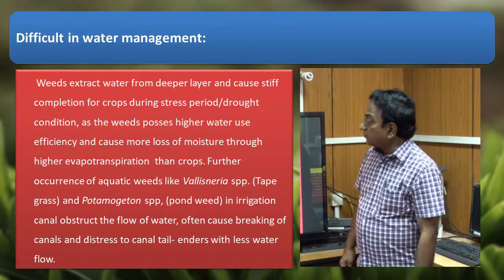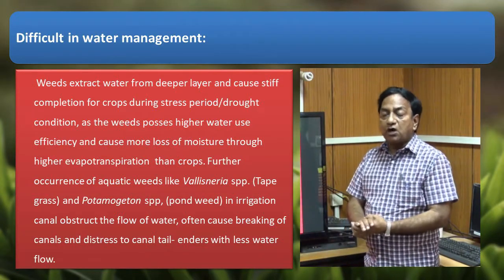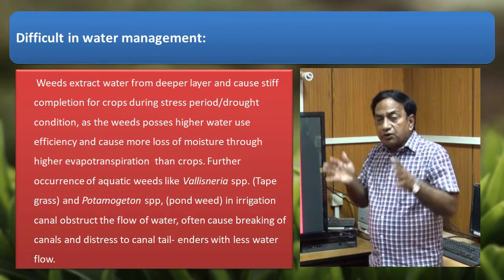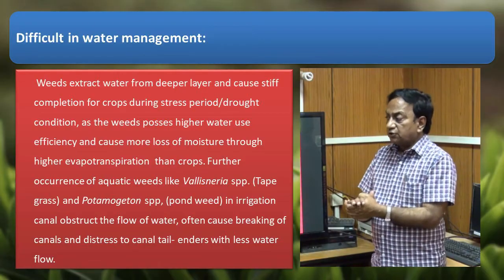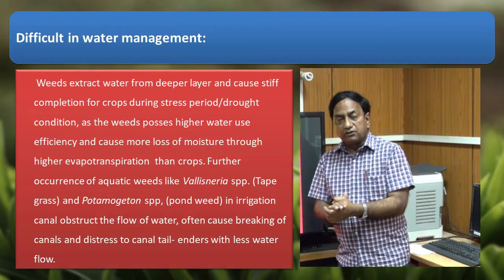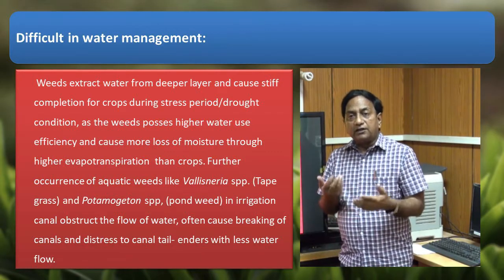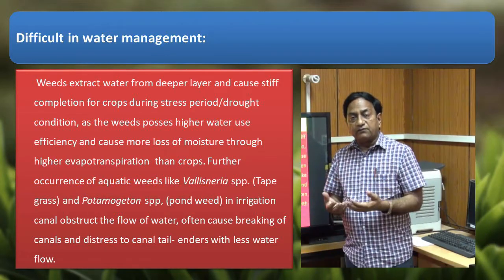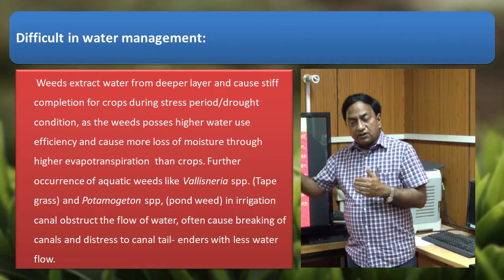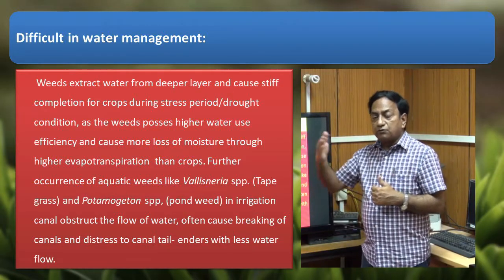Now, difficult in water management. Weeds are very problematic when you are going to irrigate a field, because they restrict the smooth flow of water into the field. You must have seen that a lot of canals and ponds are infested with particular weeds. So they just reduce the energy flow of water to move forward.